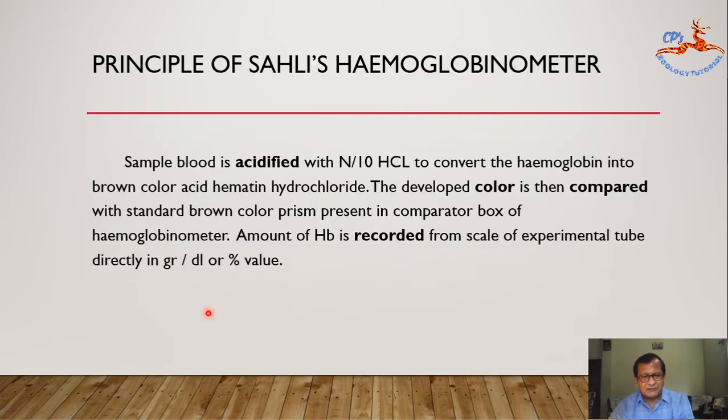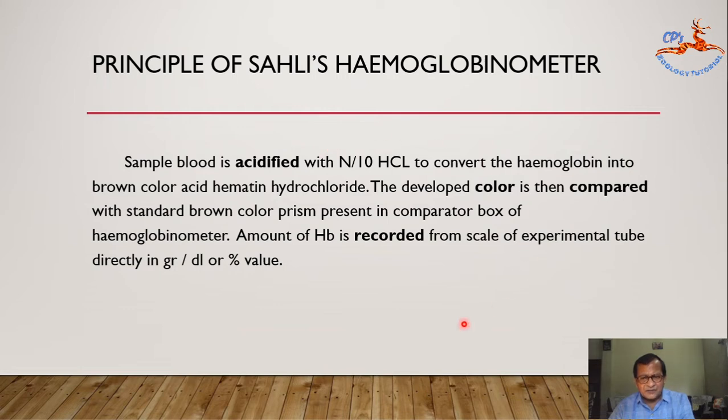How can we do that? In the college laboratory, we do it with Sahli's hemoglobinometer, because this hemoglobinometer is easily available in the market. It is economic, it is portable, but most important is that it does not require any pre-calibration. Moreover, the estimate can be determined directly from the instrument.